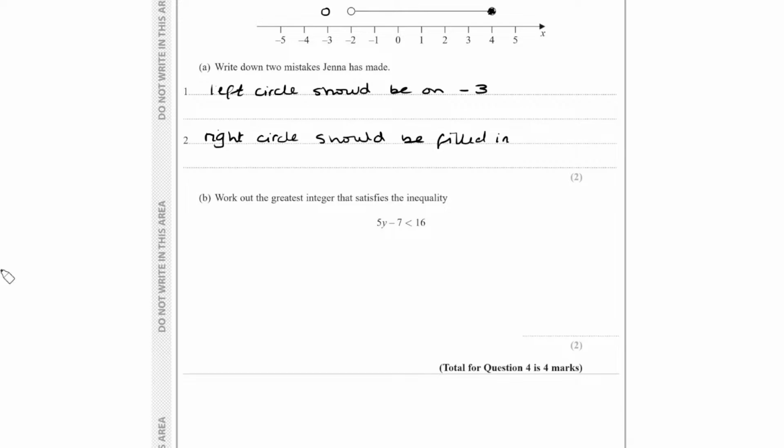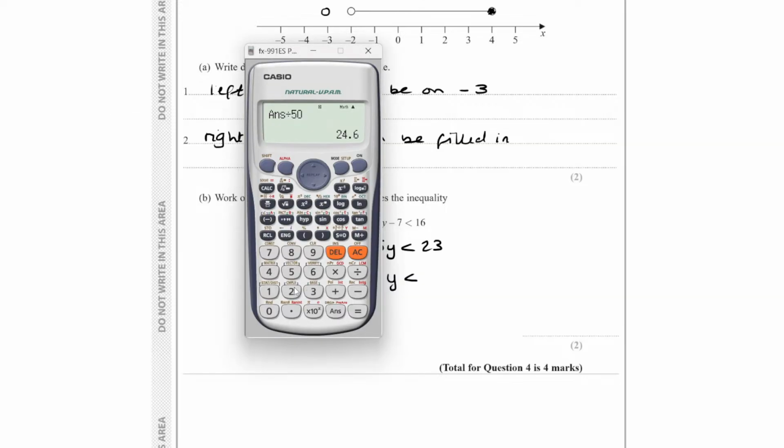Work out the greatest integer that satisfies the inequality. So integer is a whole number, right? So we've got here 5y minus 7 is less than 16. So we need to solve this first. Just think of it as a normal equation. I'm going to move 7 across by adding. Keep the same symbol. So 16 add 7 should be 23. And then divide by 5. You might want to use your calculator for this.